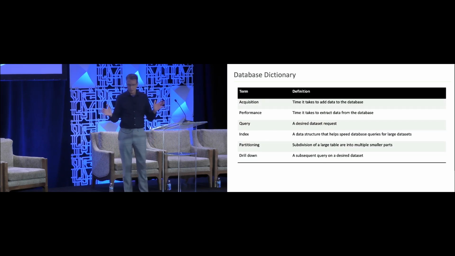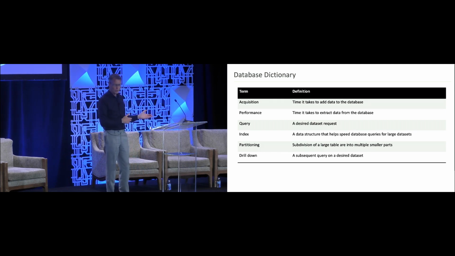Just to get some definitions out of the way. When we're talking about acquisition, we're talking about acquiring data into our analytical engine. Performance, we're talking about the rate at which we can acquire data, and we're talking about the rapidity with which we can return results from queries when we want to find data or analytical results. And a query is simply returning a result set from our data. An index is a data structure which you build on top to make your queries faster. Partitioning is a way of dividing up your data to effectively scale out performance. And drilling down is simply to look at some of the data that sits behind an analytical result.